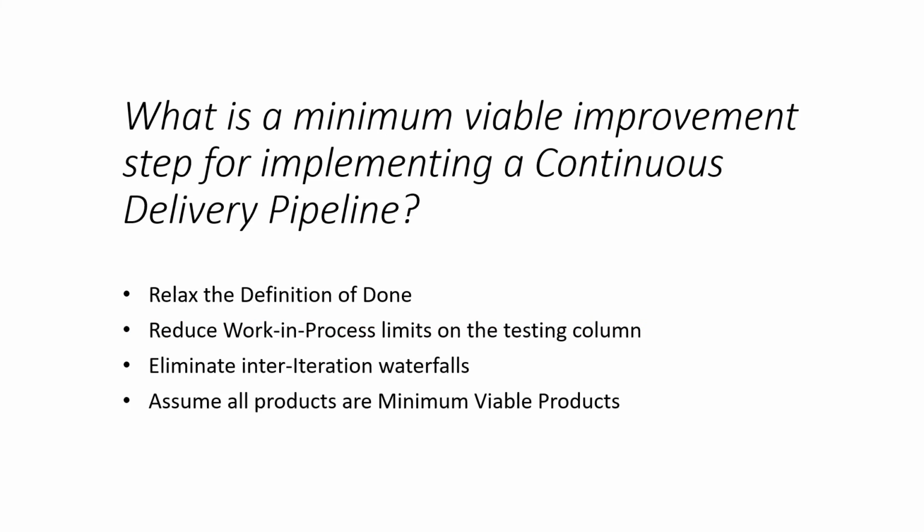Let's move on. What is the minimum viable improvement step for implementing a continuous delivery pipeline? Interesting one. Again, four options. Go through it, think about what could be the correct one, and then we will come to the right answer. The correct answer is reduce work in progress limits on the testing column, because if your work in progress is within the limits, I think that makes real sense. That's why it's the correct answer here. Let's move on.